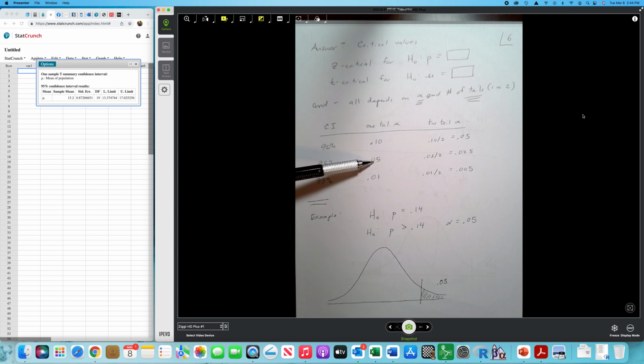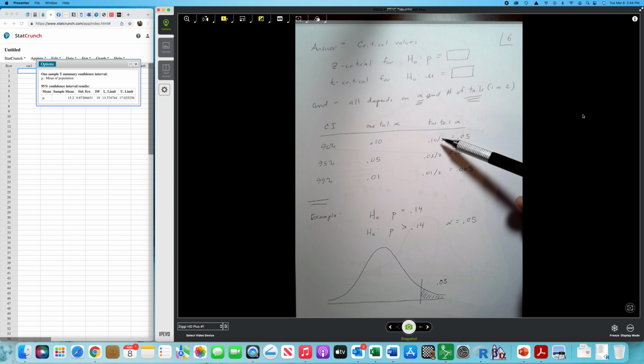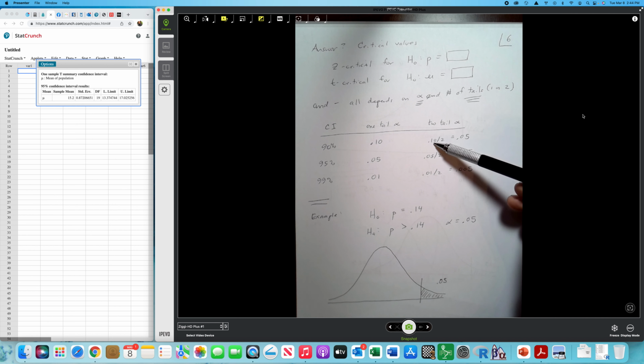0.95 plus 0.05 is 1, so that's a one-tail alpha. 0.99 plus 0.01 gives me 1, so that's a one-tail alpha. When I have a two-tail, then I have to take the one-tail alpha, divide by 2, and put half of that alpha in one tail and half of it in the other.